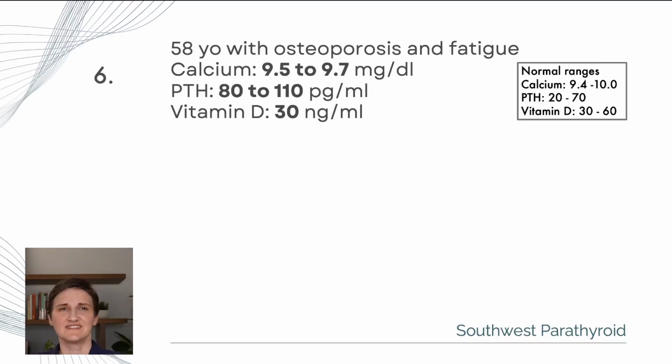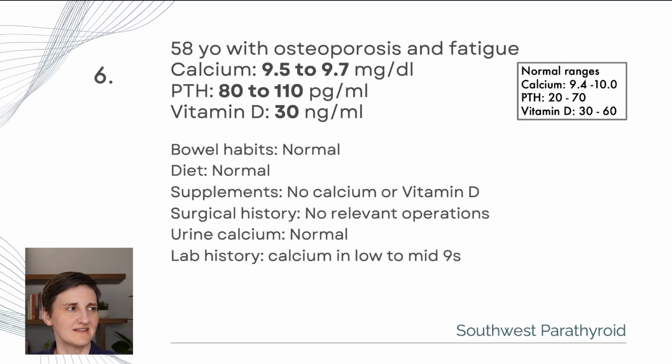Number 6, same woman. Calcium is 9.5 to 9.7, truly normal. PTH, a little bit elevated. The vitamin D is lower end of normal, but it's normal. Okay, let's see. Not really impressive, right? No, normal bowel movements, normal diet, nothing really to show. What is this? So I don't have a great explanation for why this person would have secondary, right? No glaring reason for that.